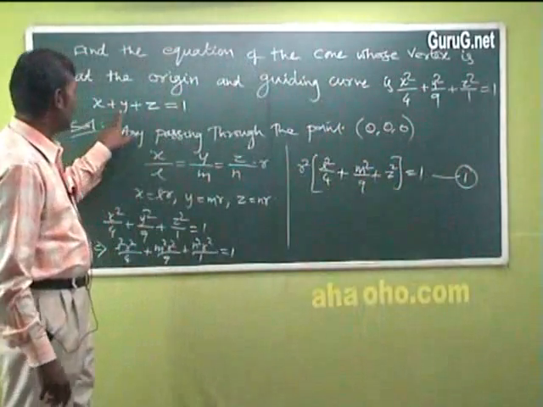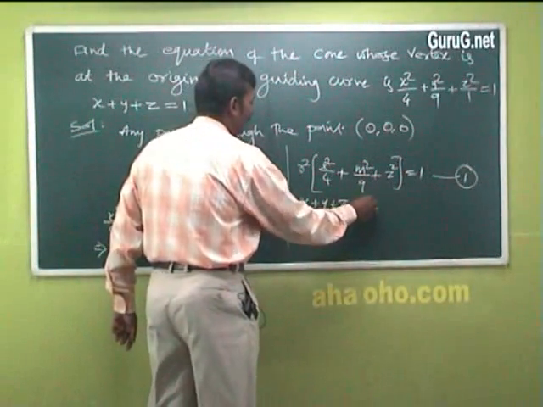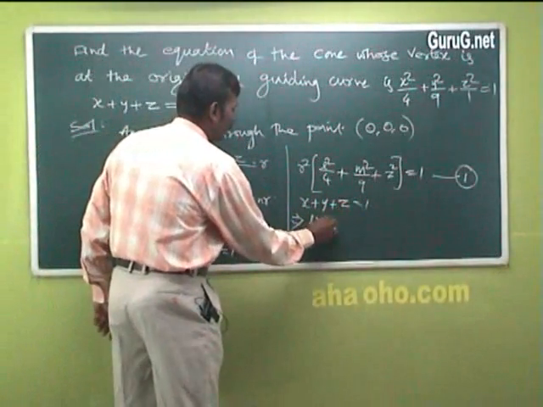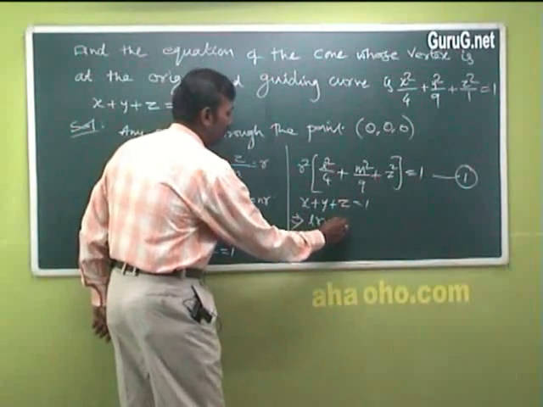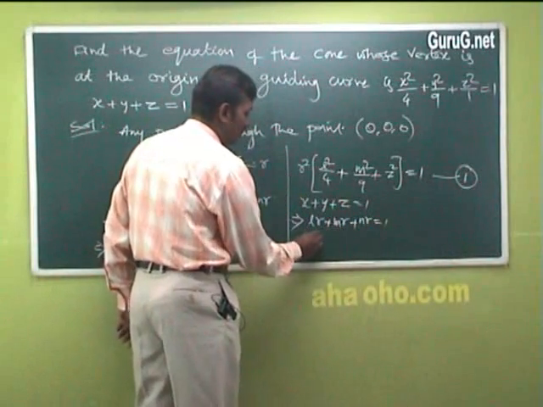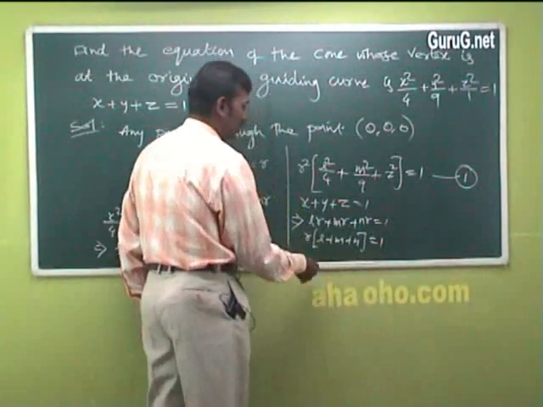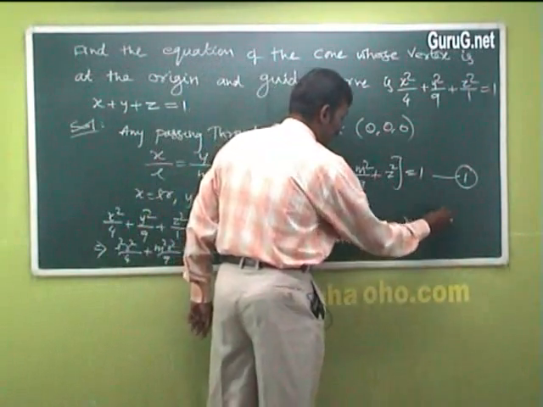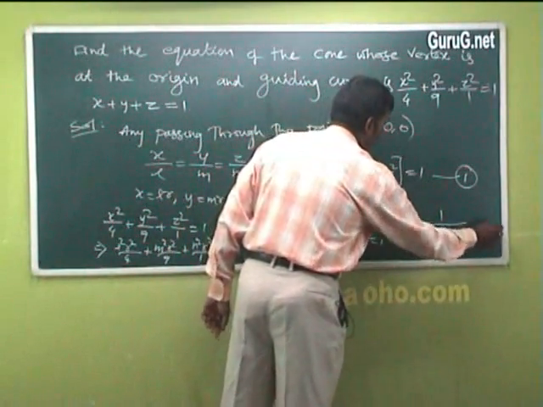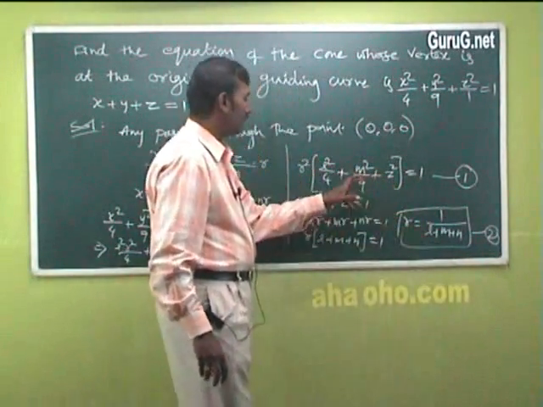Now what will be this equation? X plus y plus z equal to 1, which becomes, x is LR. So LR plus MR plus NR equal to 1. Take R outside. L plus M plus N equal to 1. What is R? R is 1 by L plus M plus N. So this is equation 2. We substitute this R equal to 1 by L plus M plus N in 1.